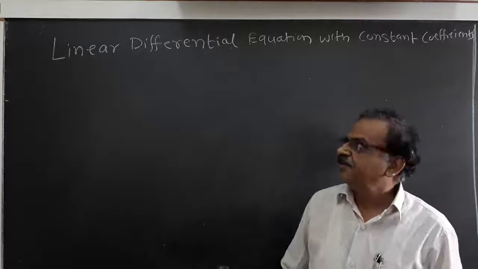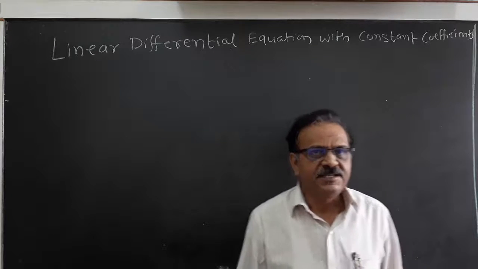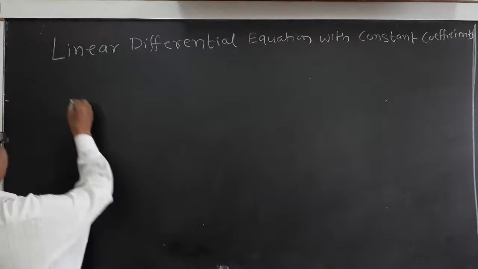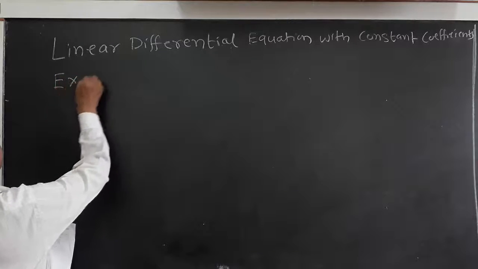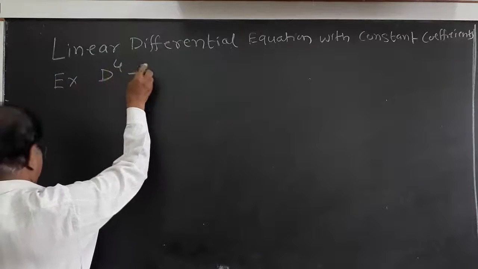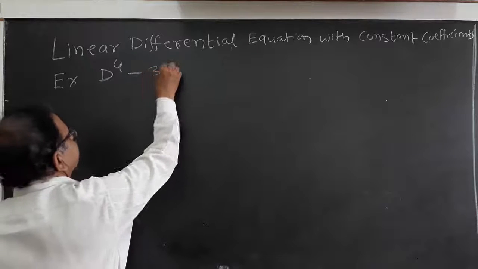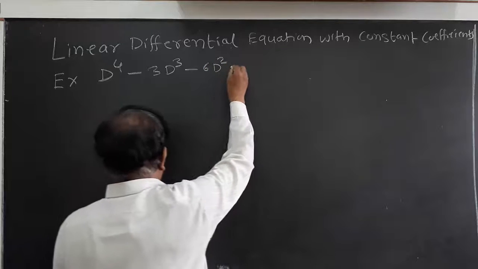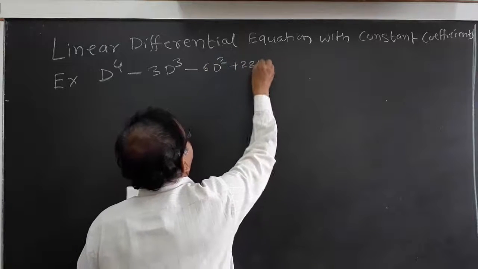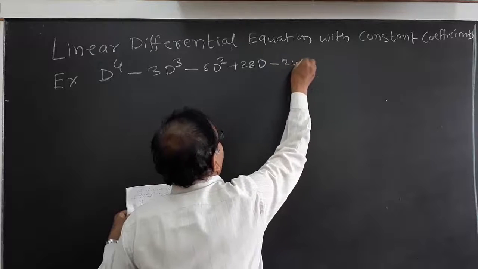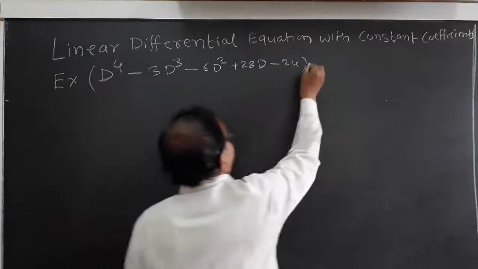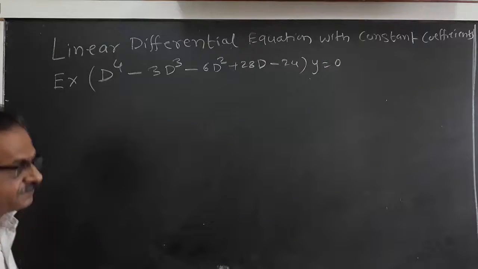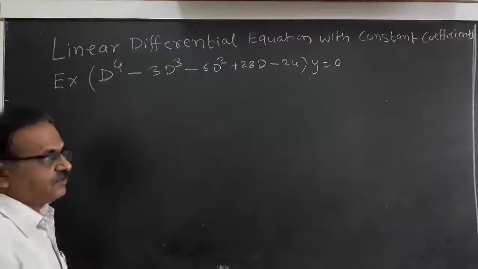Hello friends, we will solve some problems on linear differential equation with constant coefficients. First we solve D raised to 4 minus 3D cube minus 6D square plus 28D minus 24y equal to 0. To solve this differential equation, we shall find out first the auxiliary equation of this.